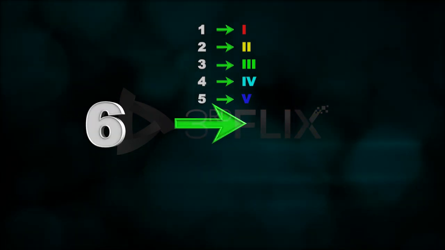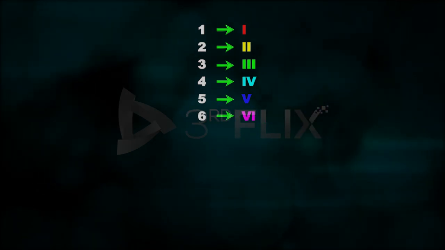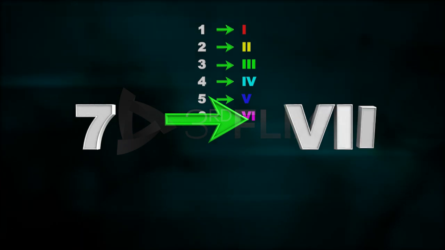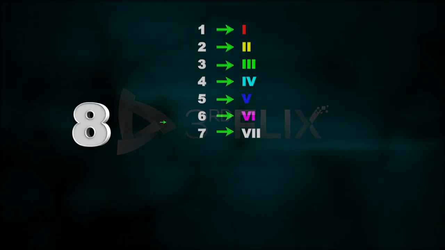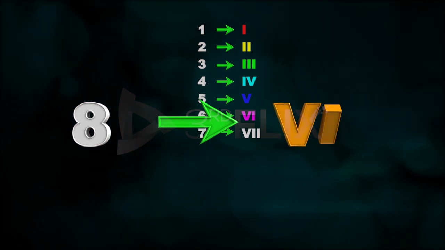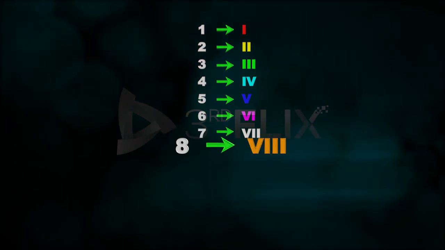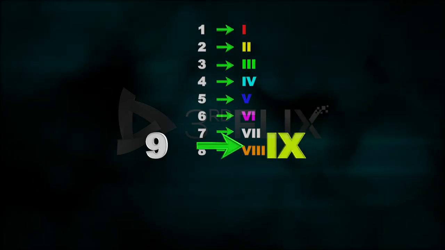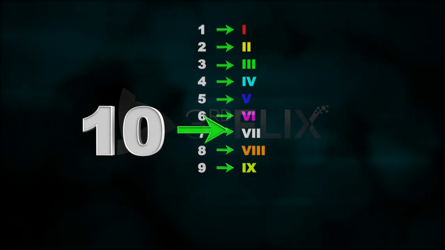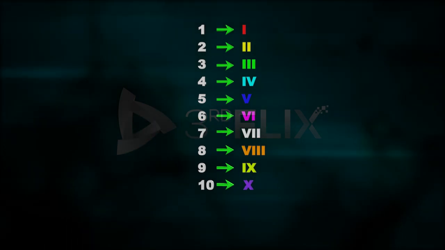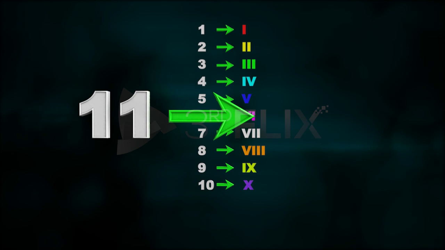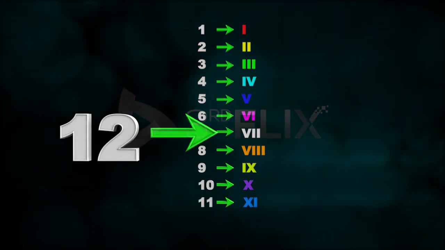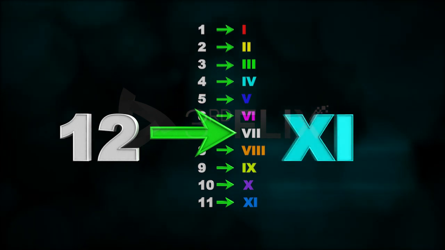6 can be written as VI. 7 can be written as VII. 8 can be written as VIII. 9 can be written as IX. 10 can be written as X. 11 can be written as XI. 12 can be written as XII.